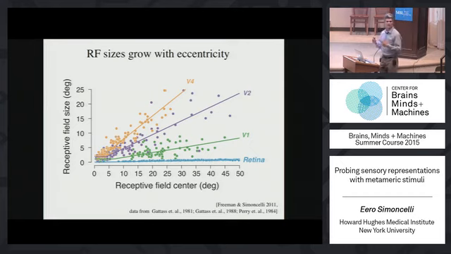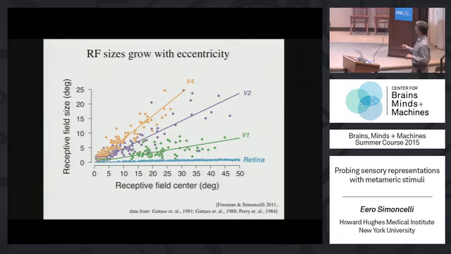So let's work off of those ideas, the idea of these receptive fields that are getting larger with eccentricity, that are covering the entire visual field, and let's notice the following. This is physiological data taken from several papers that were assembled by Jeremy Freeman, who was a grad student in my lab. And here you can see the center of the receptive fields versus the size of the receptive fields.